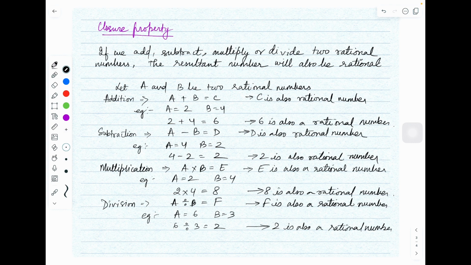So we are seeing that if you add, subtract, multiply or divide two rational numbers, the resultant number that we are getting is also a rational number. That is what the closure property says. If you add, subtract, multiply, divide two rational numbers, the resultant number will also be rational. That is the closure property.